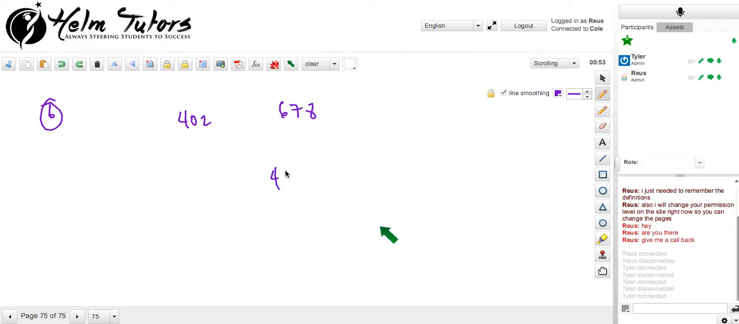Well, 402 is one standard deviation below the mean, and 678 feels like two. Is it? I'm just checking on my calculator. 494 plus 92 plus 92 is 678. Yeah, so one standard deviation below and one standard deviation above. Or two. Yeah, but another standard deviation.